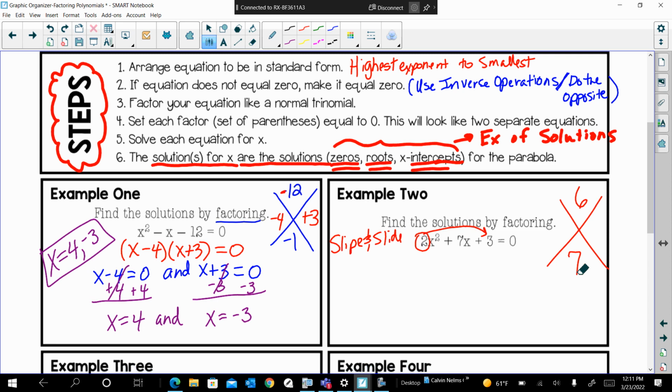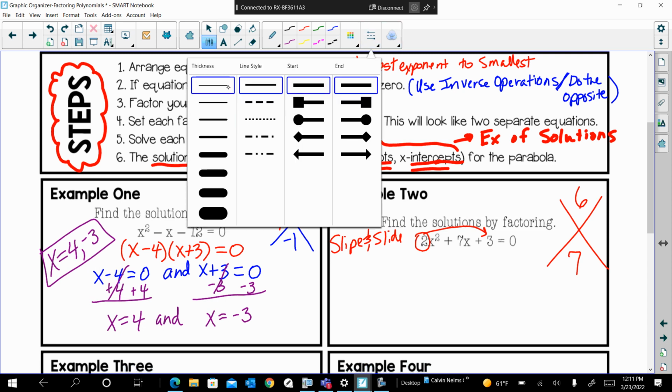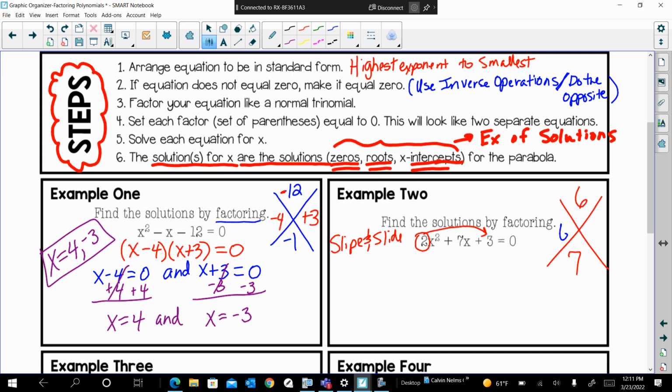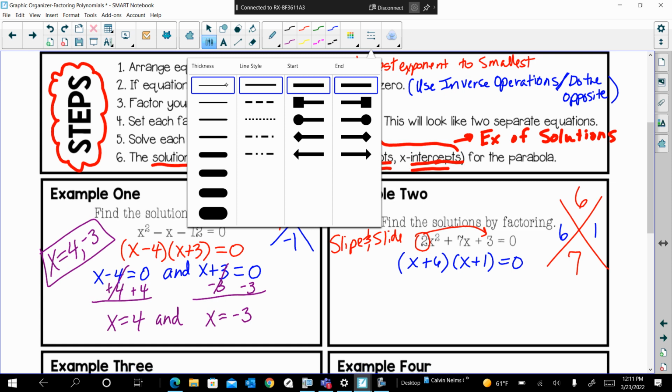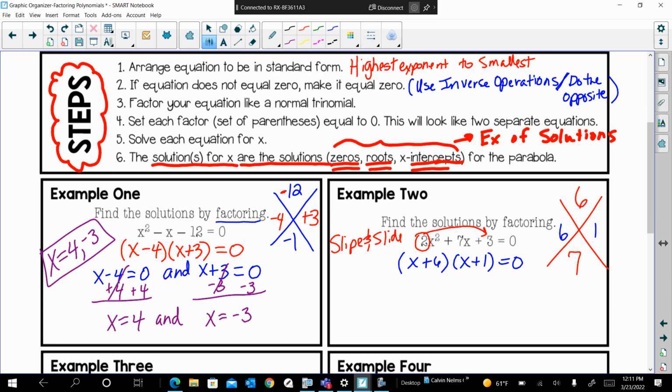So I'm now just looking for factors of 6 with a sum of 7. That would be 6 and 1. 6 times 1 gives you 6. 6 plus 1 gives you 7. So here's my parentheses. x plus 6 and x plus 1 equals 0. But because we had a coefficient that we multiplied, you're now going to divide each one by 2.